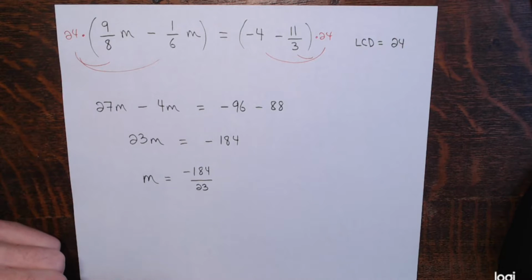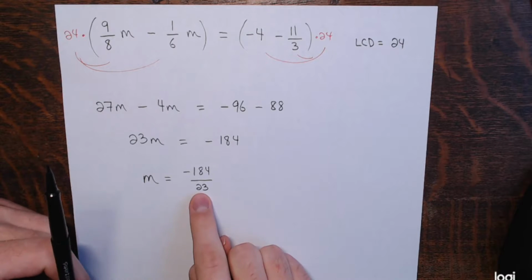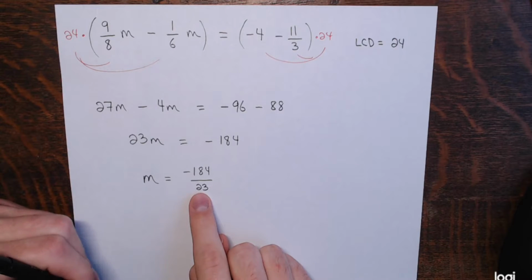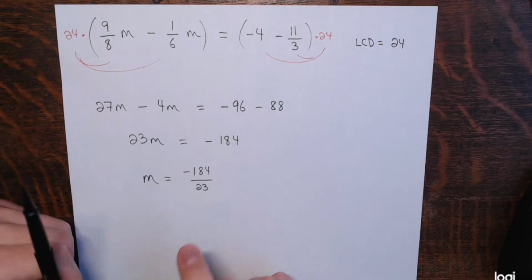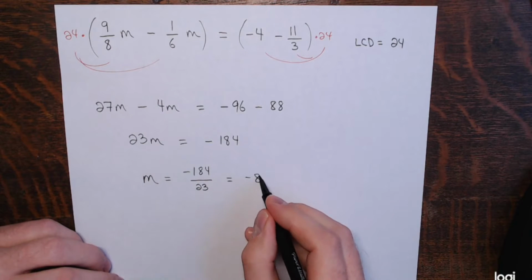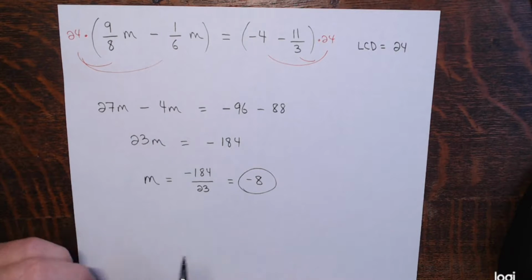And I'm pretty sure... No, that's 8. -8. 8 times 23 would be 160 plus 24. Should be 184. This is -8 when simplified. And there's your solution. M equals -8.